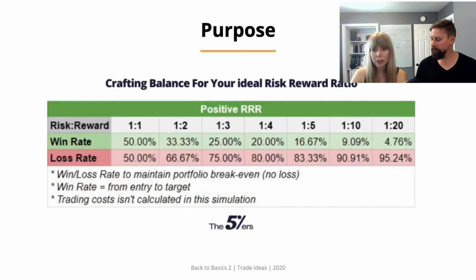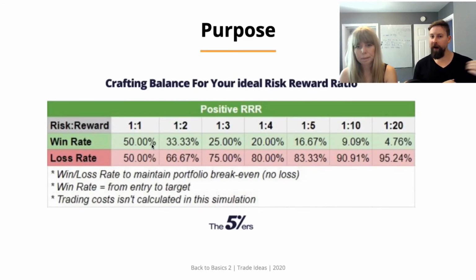Show me the other page again. This is a number breakdown of the same one. So it's saying, if you're right 50% of the time and wrong 50% of the time, if you risk $100 to make $100 and you do that 50% of the time, you'll break even over the long run. So anything over that, like a 1.5-to-1, would be profit if you're right 50% of the time. Right? If you're right 33% of the time.